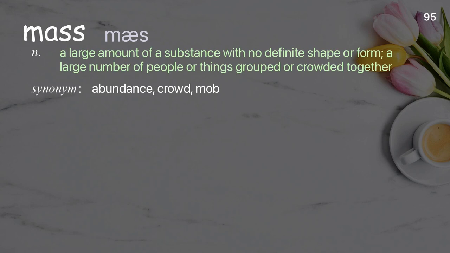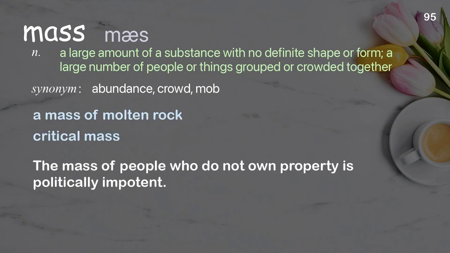Mass. A large amount of a substance, with no definite shape or form; a large number of people or things grouped or crowded together. Examples. A mass of molten rock. Critical mass. The mass of people who do not own property is politically impotent.